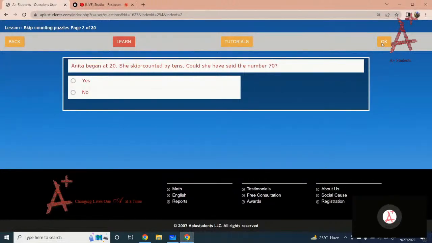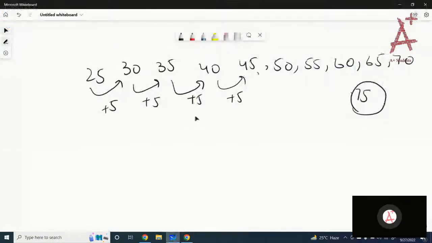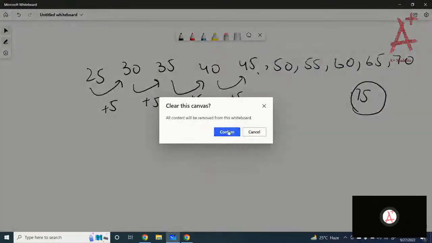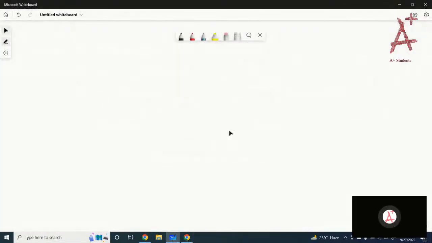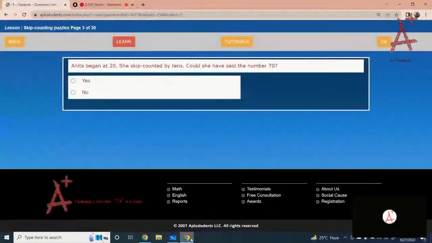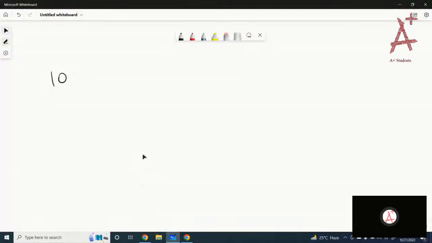The next one is: Anita began at 20. She skip counted by tens. Could she have said the number 70? Okay, she started at 20 and skip counted by 10. We need to see if she has 70.